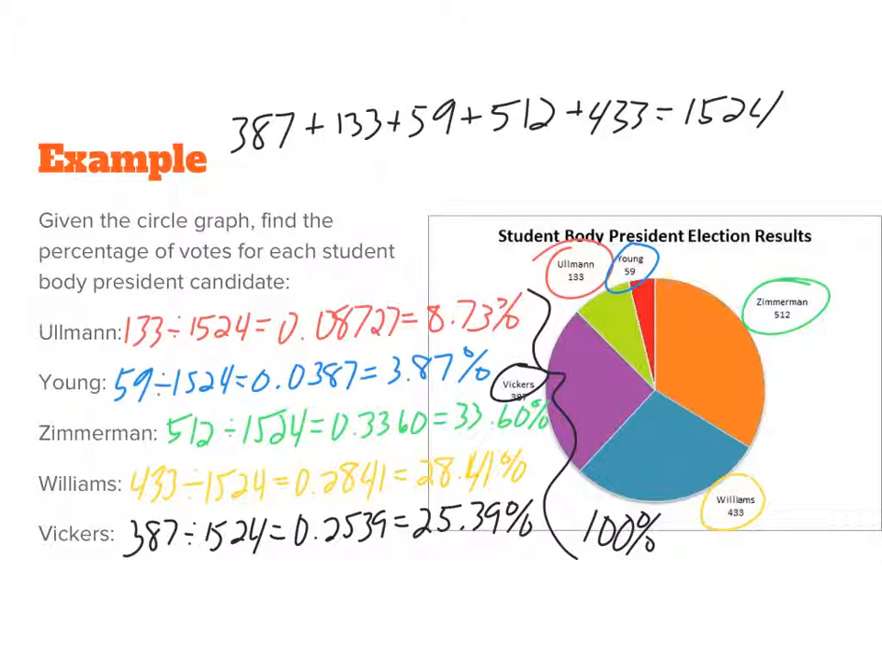Okay, so for Allman, you should have had 133 divided by 1524, which is the total, giving you 8.73%. Remember, we're rounding to 2 decimal places. For Young, 59 divided by 1524, 3.87%. Zimmerman, 512 divided by 1524, giving us 33.60%. Williams, 433 divided by 1524, 28.41%. And Vickers, 387 divided by 1524, gives you 25.39%. And if you add all of those percentages up, you do get 100%. So again, that's the way to check your work. Remember, we're rounding it to 2 numbers after the decimal for percentages.